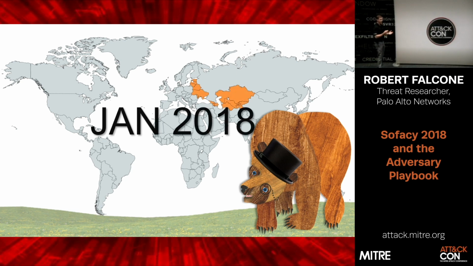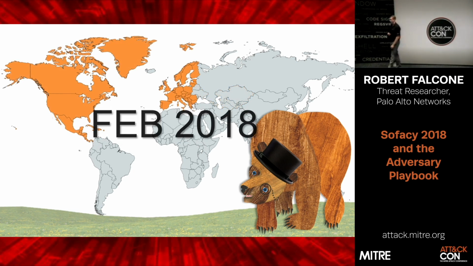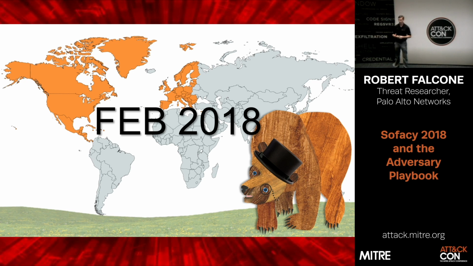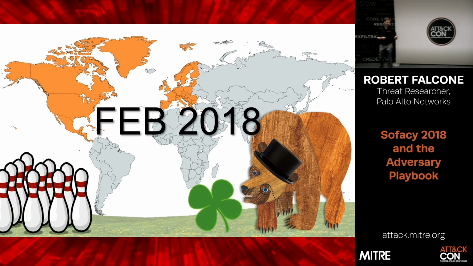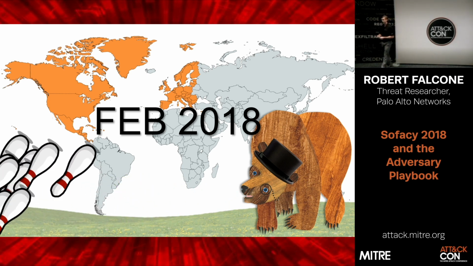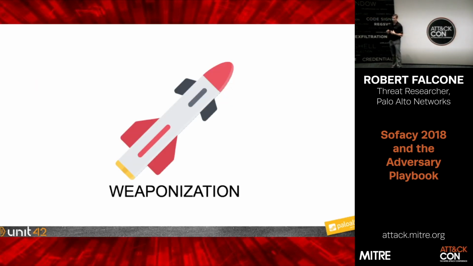Starting in January 2018, moving to February, another attack campaign in March 2018. I don't have time to go into all of these, but I want to focus on one campaign in February 2018 that we internally call Lucky Strike. This was targeting government organizations in the EU and in North America. We call it Lucky Strike internally because of the tool that they use to create the delivery document.